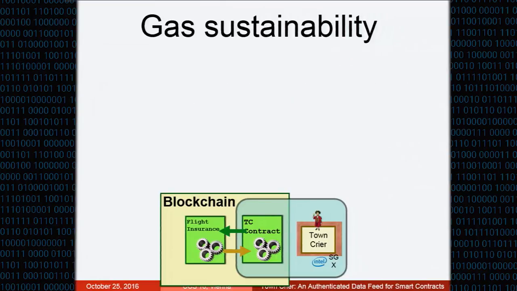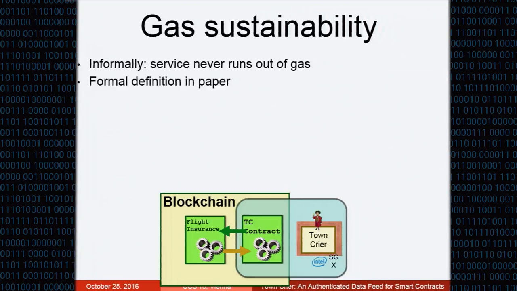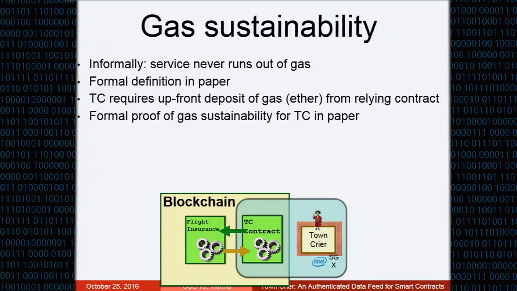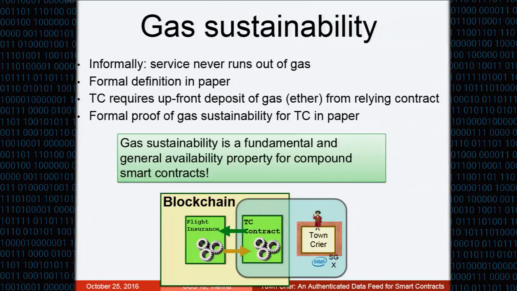So the property we need to guarantee is, informally speaking, that the Town Crier service will never run out of gas, so the service can run 24/7. And we formally define this property, called gas sustainability. And we prove that by charging a deposit upfront, the Town Crier service is gas sustainable. I will refer you to our paper for details of the proof and definition, but the point I'm trying to make here is gas sustainability is a fundamental and general availability property for compound smart contract programs, such as this Town Crier one.